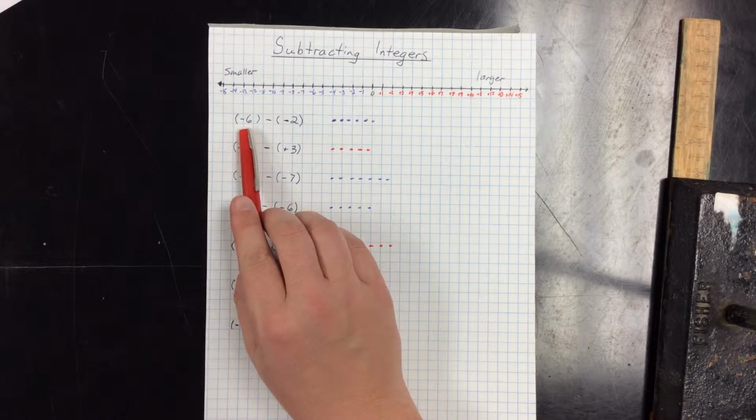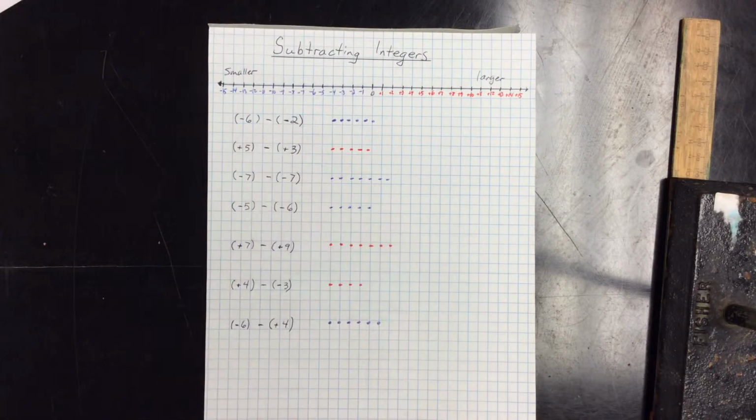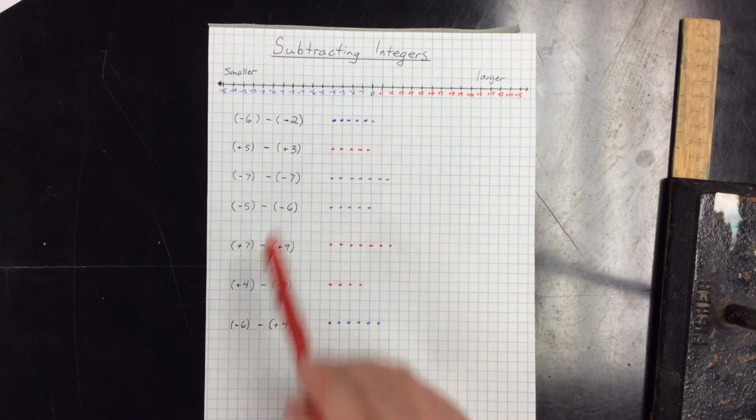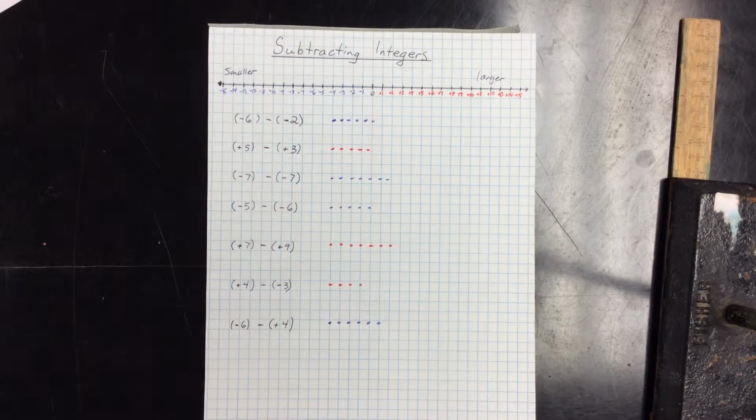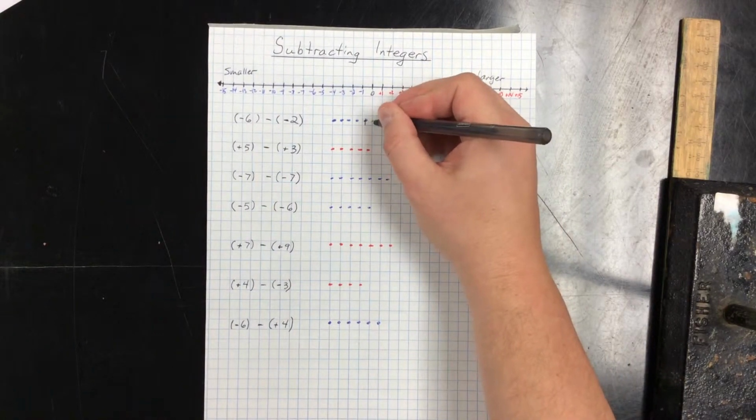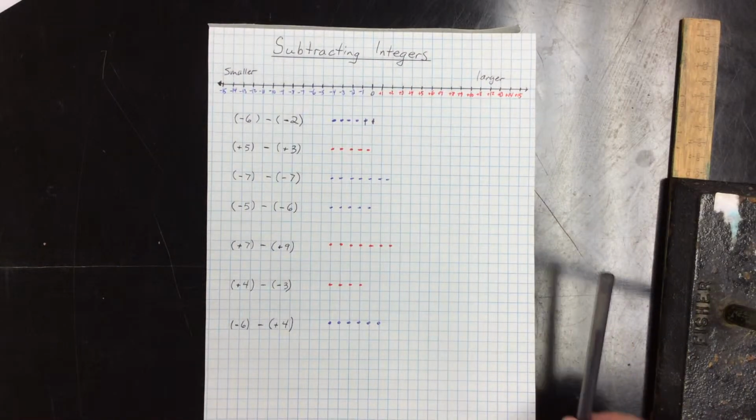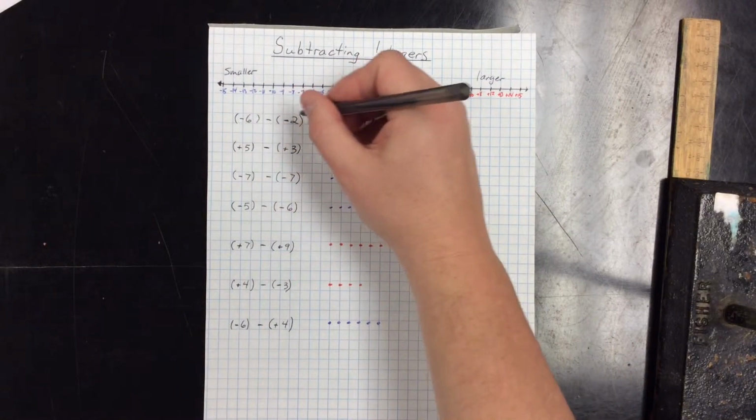So if we had negative 6 and we subtracted negative 2, what are we going to end up with? Well, this is saying we have negative 6 and then we're going to take away, get rid of, 2 of them. So we're going to end up with an answer of negative 4.